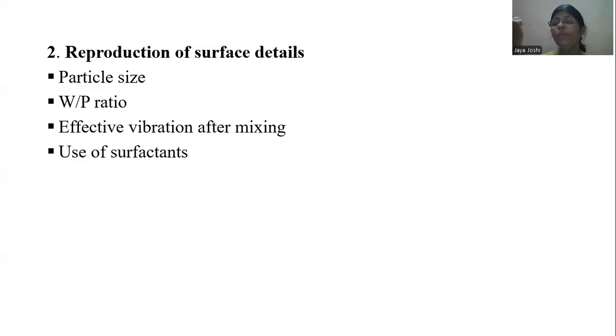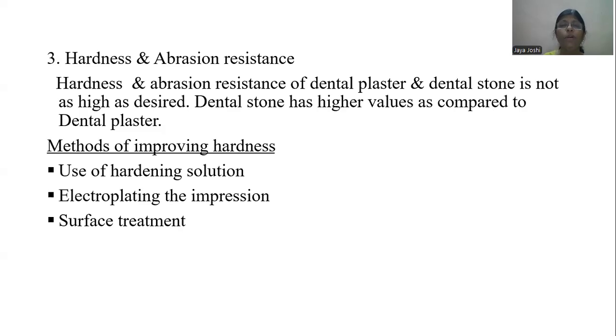Then effective vibration of the mix. As I told you, during mixing, there is a chance of entrapment of air, which may affect the surface details. So after mixing, either you have to tap the bowl over the table or place it over a mechanical vibrator, so that all the air which has been entrapped inside the mix will be removed. And then you can use surfactants. Surfactants will increase the wetting of the impression surface with the gypsum, which will help in the reproduction of the surface detail. So this is the second important property.